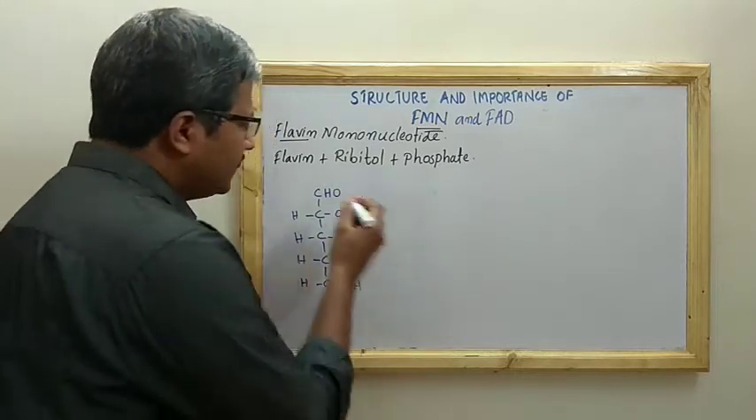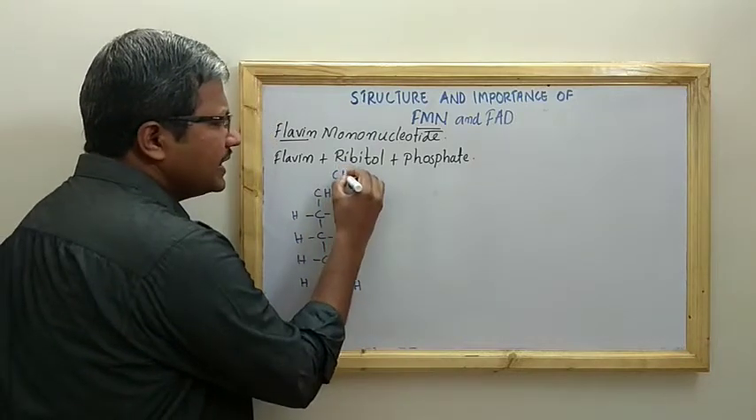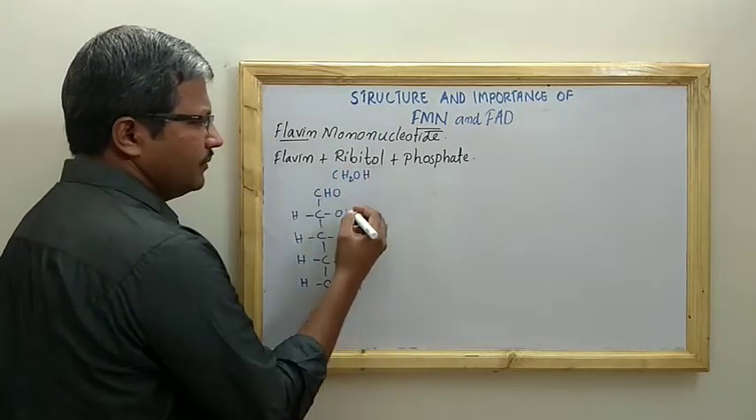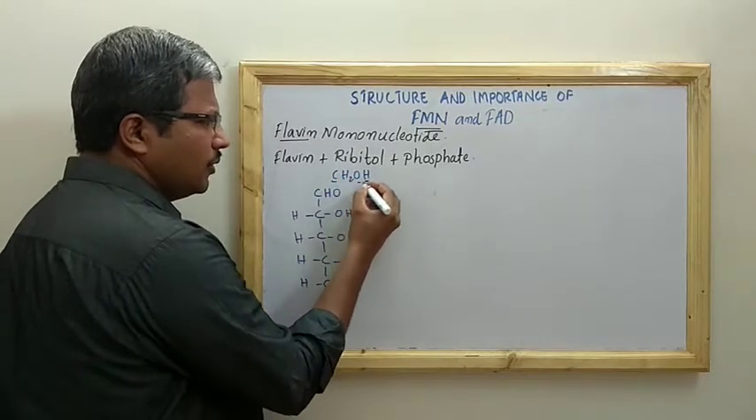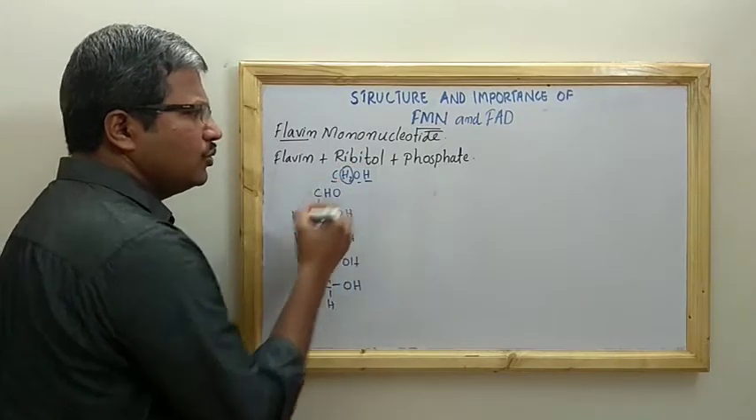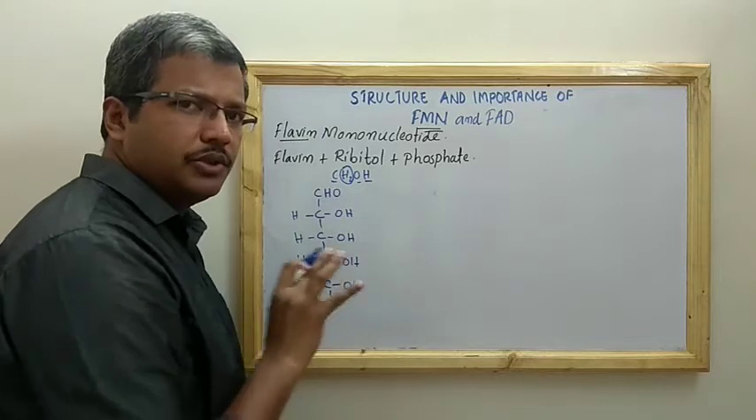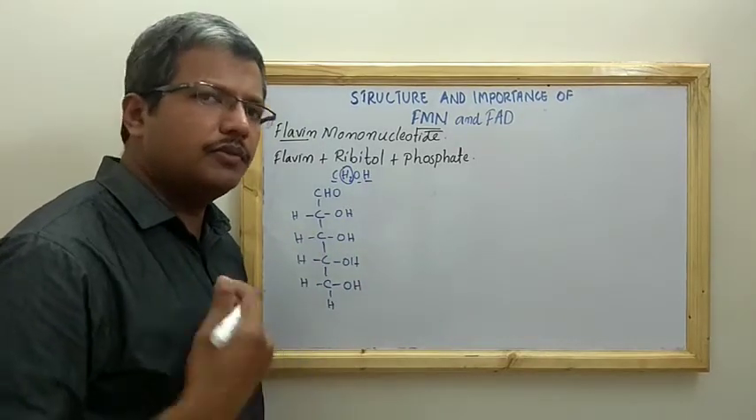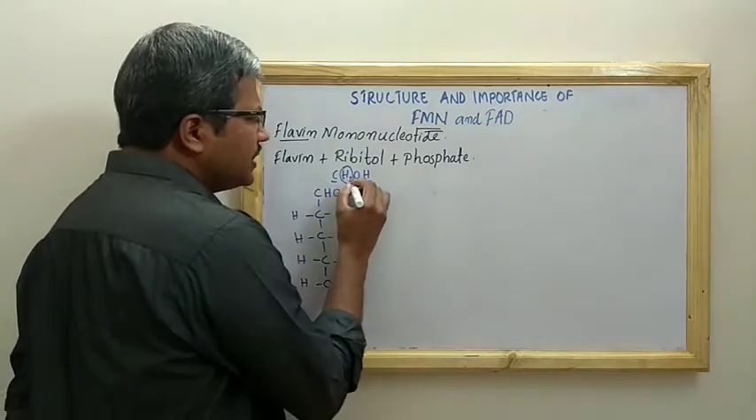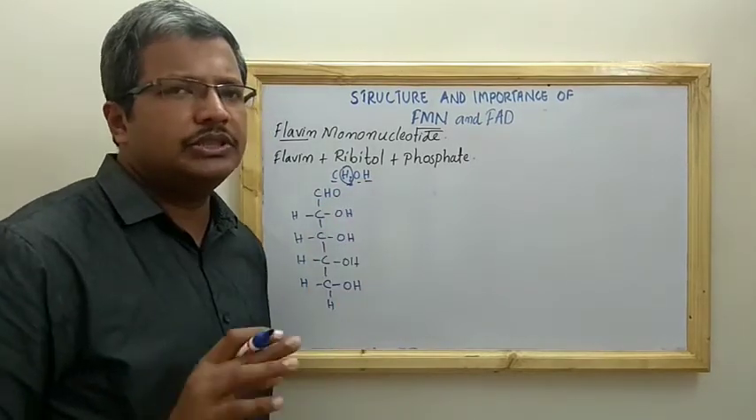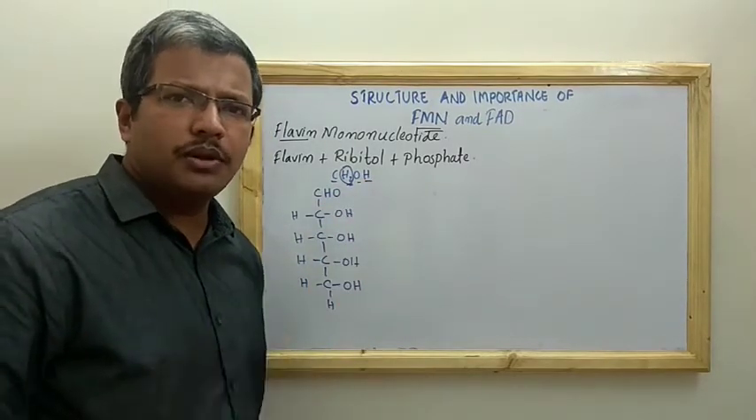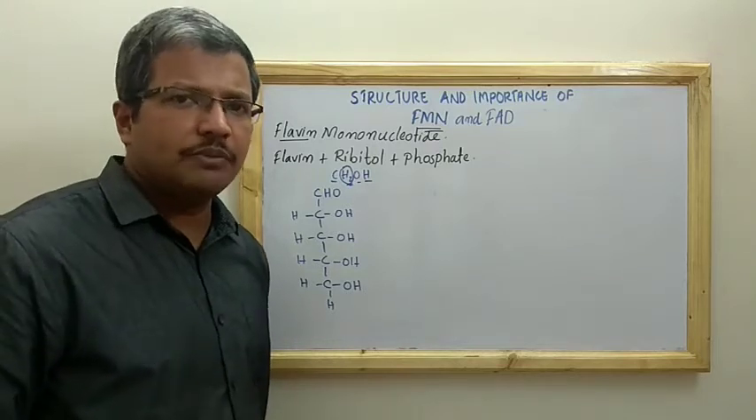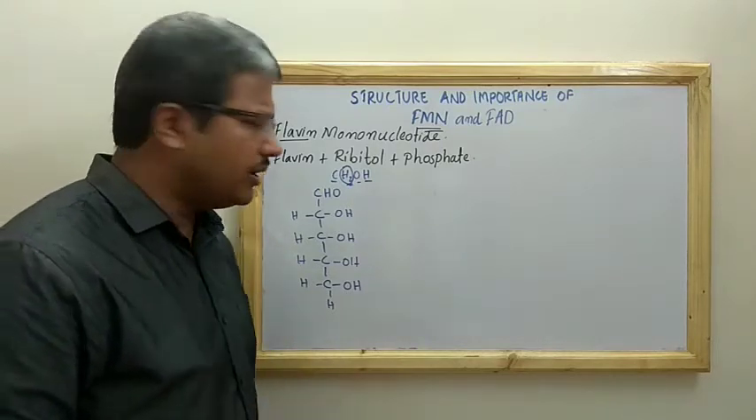So you can see that this CHO should change to CH2OH. So CHO, what is remaining? 2 hydrogens along with the 2 electrons that you cannot see here, but they will already be there. Along with the proton there will be electron also. So CH2OH should be formed, that's all. So it is nothing but the reduced product of ribose. Ribitol is nothing but the reduced product of the ribose.